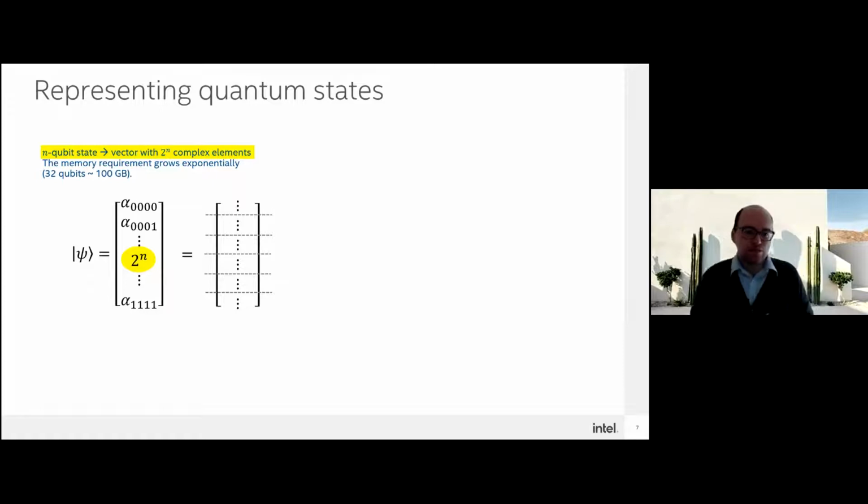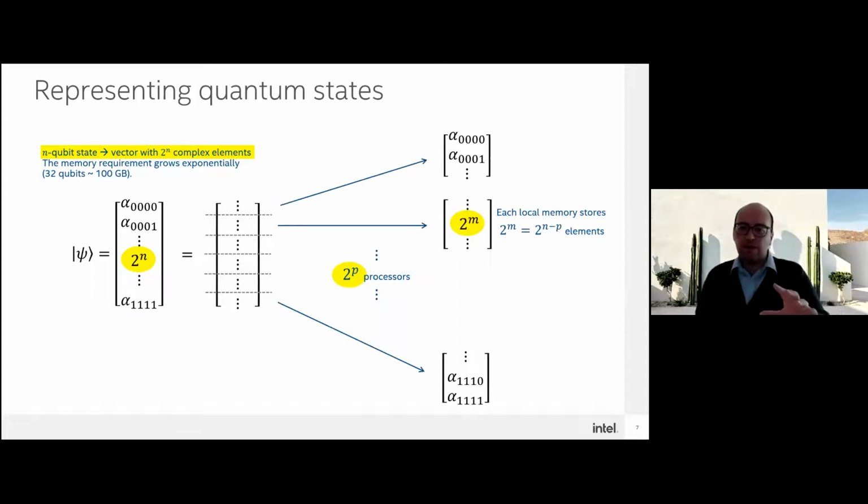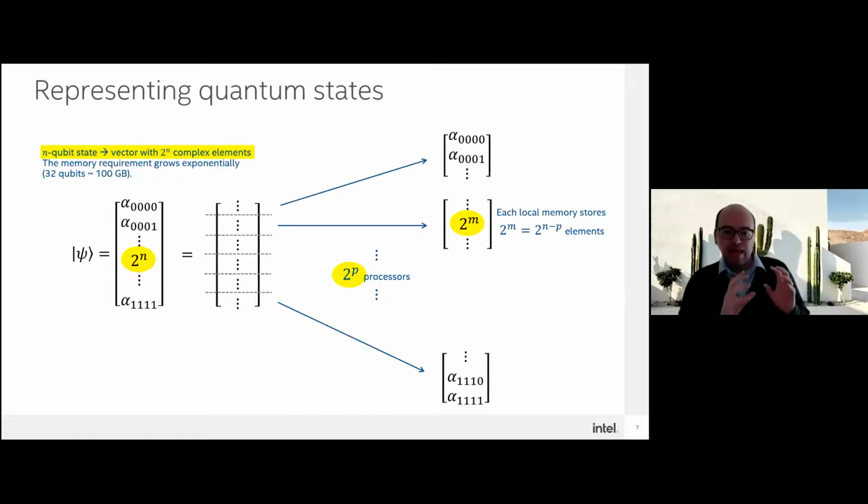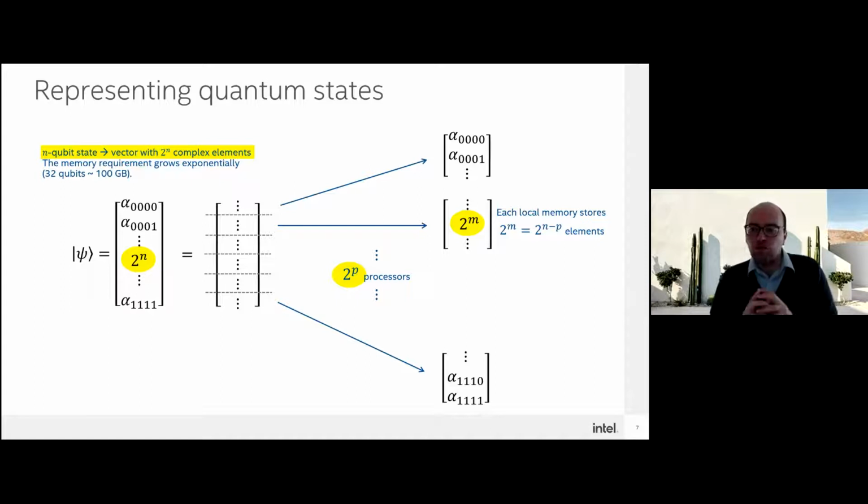The idea is kind of simple. You just divide the state into different parts, and then you store each part of the state vector in a different node or processor. If we have 2 to the p processors, every local memory has size 2 to the m, where m is equal to the number of qubits n minus p. Now, why am I stressing this p, m, etc.? Because given n qubits and this configuration, we say that the first m qubits are local and the remaining p qubits are global.